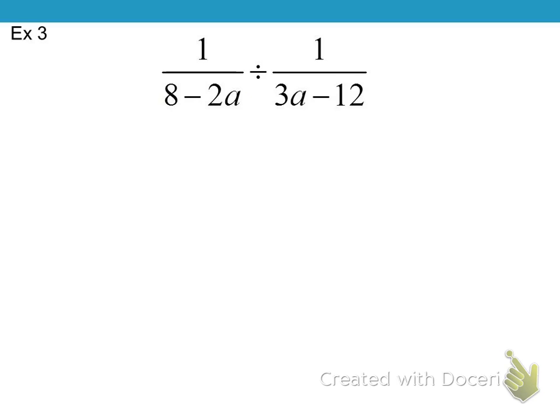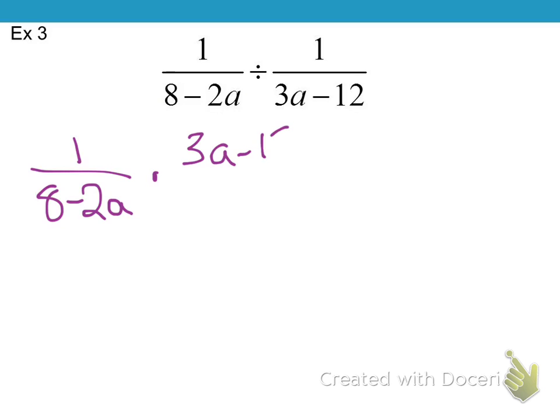All right. Any ideas? Flip what? The 1 and the 3a minus 12. Okay. Anything else you want to do? And then the chain multiplication. Okay. So keep, change, flip. All right. Then what? The 1 and the 1 will go away. Okay.